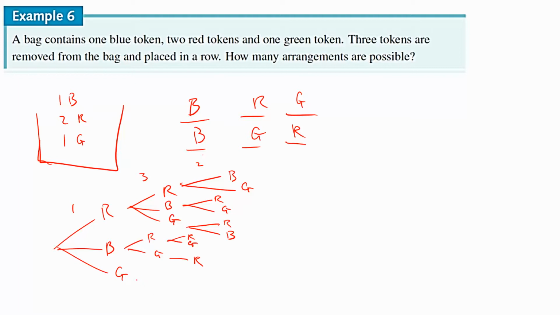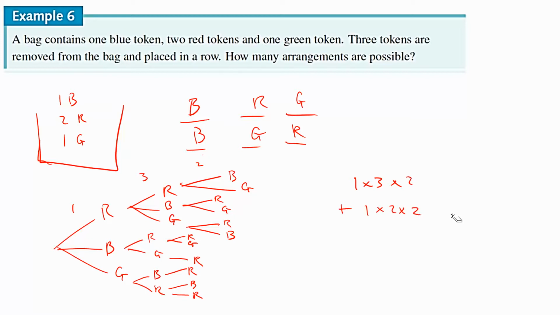And last one was green. If you chose green, you can have a blue or red. If you chose a red, you still have blue or red. And if you chose a blue, you only have a red. So in total, 1 times 3 times 2 plus 1 times 2 times 2.